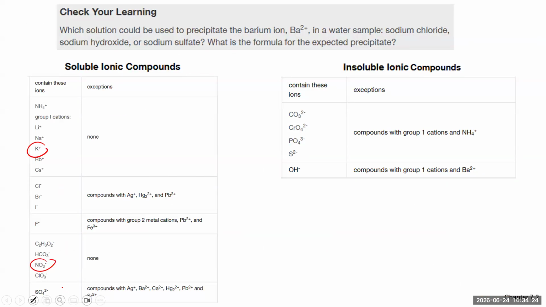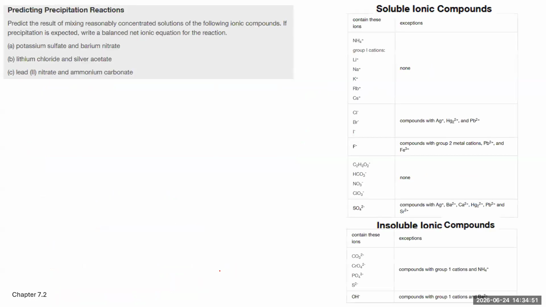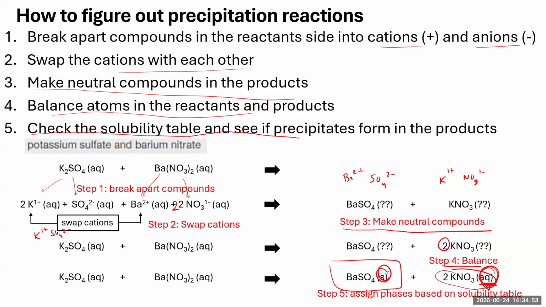All right, let's check out barium sulfate. Soluble. They say sulfate is usually soluble except when paired up with these. All right, well, we see barium there, so we know that's going to be a solid. So that's why barium sulfate is a solid here. So this is our precipitation reaction here.